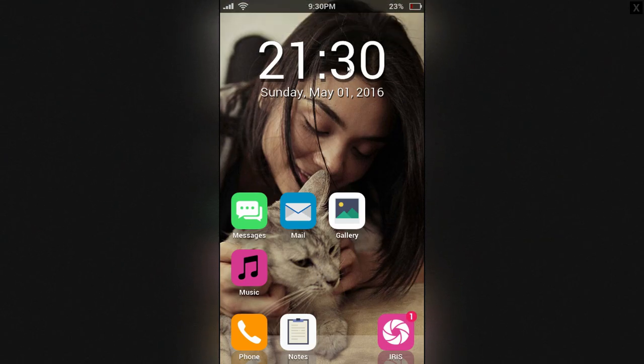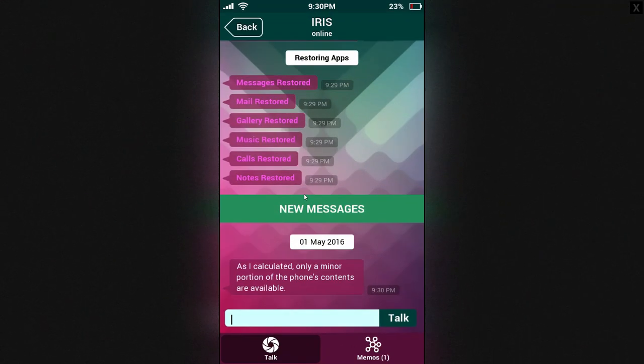As I calculated, only a minor portion of the phone's contents are available.